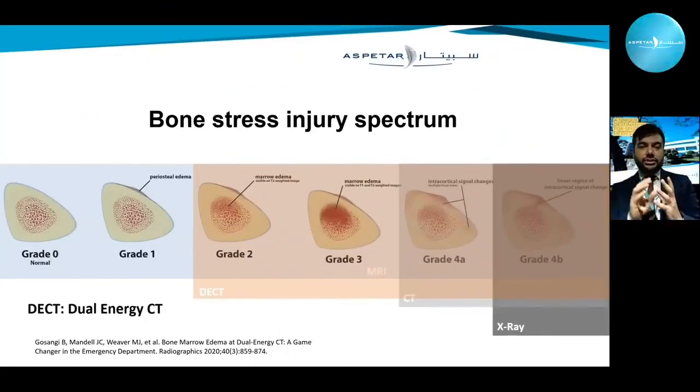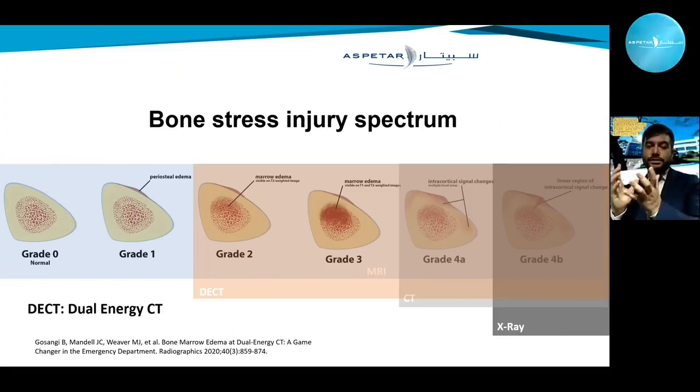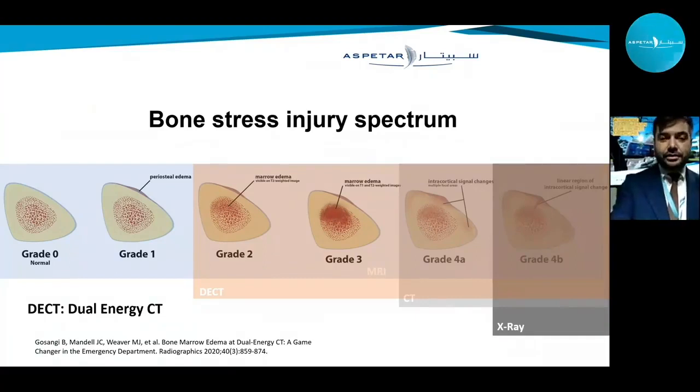I will just mention a little bit about this new technology called dual energy CT. It's a subtype of CT scan that is able to detect bone marrow edema. So potentially, in certain settings, in some departments and hospitals, it may have a role in the future. They could detect grade 2 and grade 3 injuries.